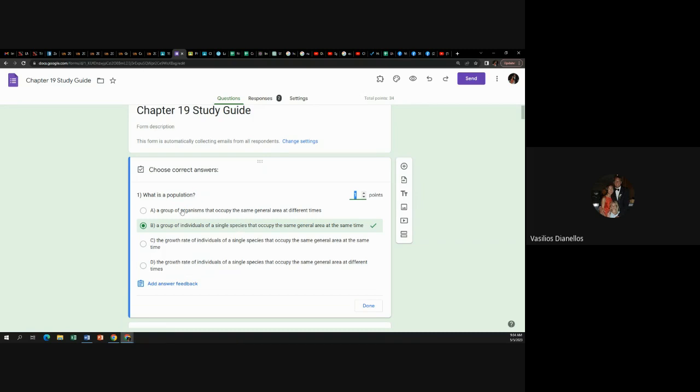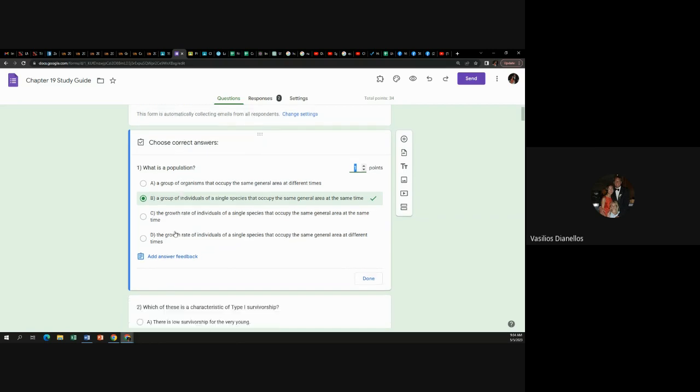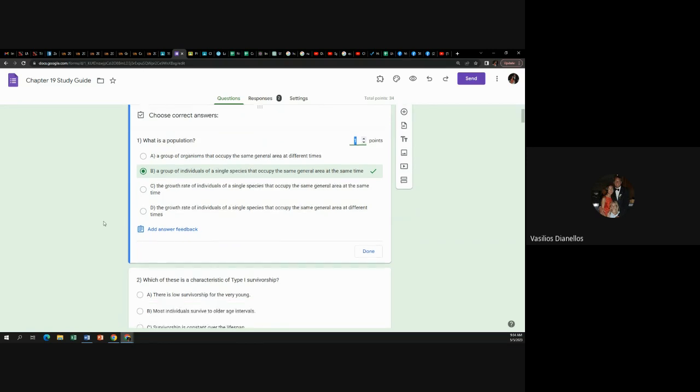The reason A isn't correct is because it says a group of organisms, right? So that's a community. That's not a single species necessarily. It doesn't say that. Obviously, growth rate has nothing to do with what a population is. We do study the growth rate of populations. That was basically what Chapter 19 was about. But that in itself is not what a population is. So any questions about that?